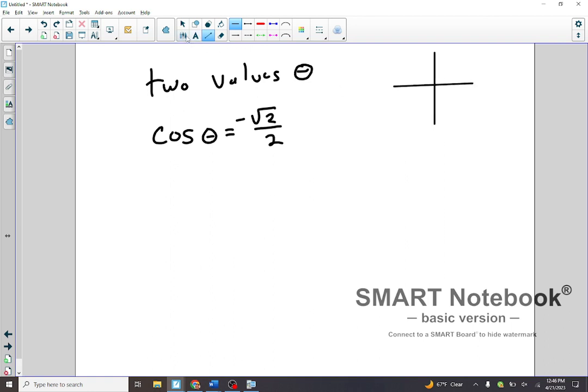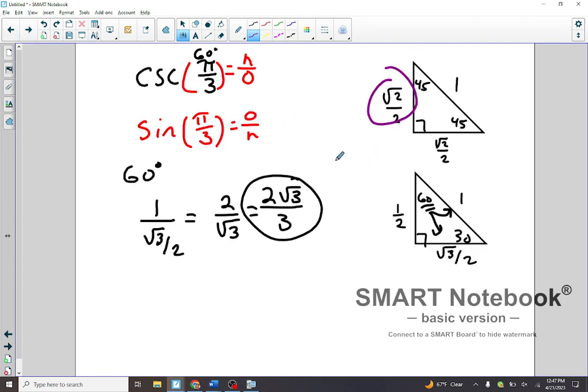So in this situation, remember, all students take calculus. First off, it's negative, so it has to be in either the second or third quadrant. The reason is cosine is positive in the other sections. Then you need to figure out what causes root 2 over 2. If you remember our right triangles from previously, 45 degrees causes root 2 over 2.